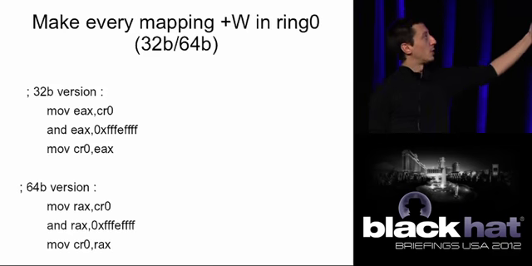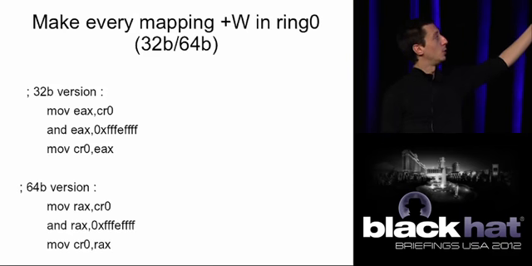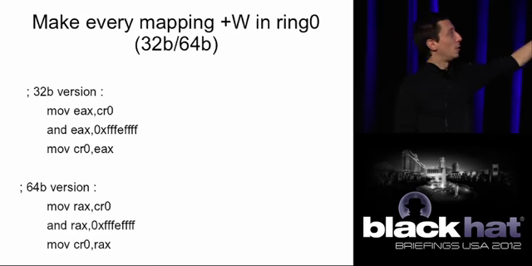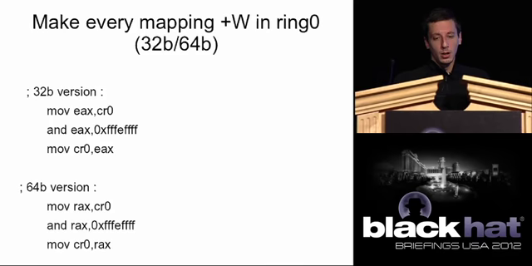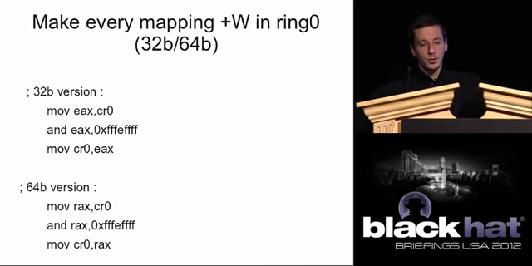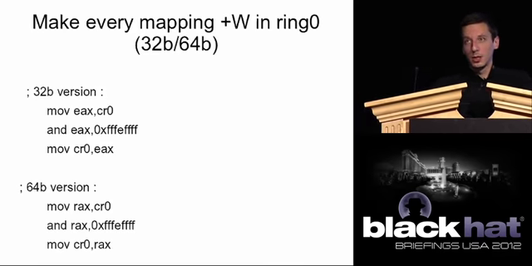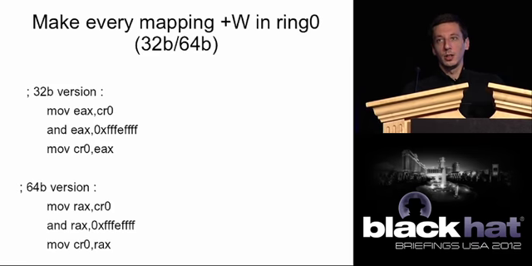It's very straightforward. You just read CR0 into EAX, you mask the bit 16 and you write it back. And it's the same thing in 64-bit. The thing is, in 64-bit, the upper 32 bits of CR0 are always 0 anyway, otherwise you get a general protection fault, say the manuals.